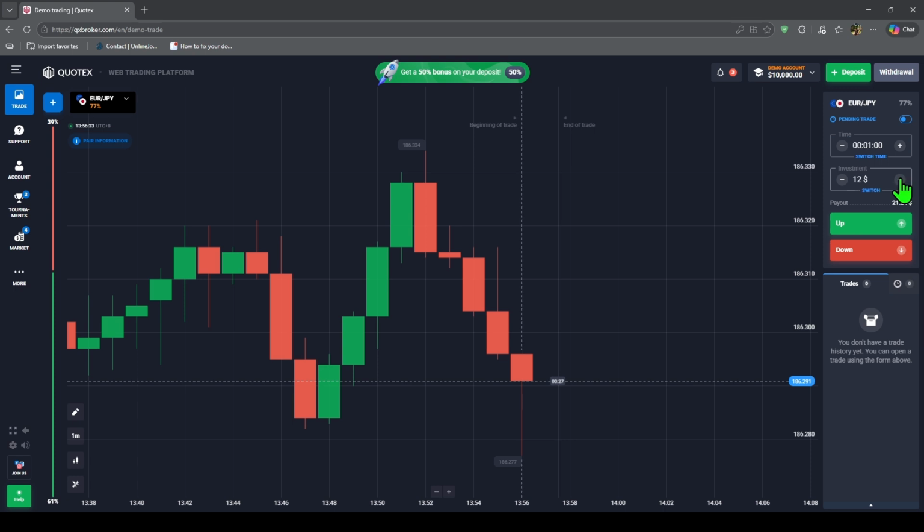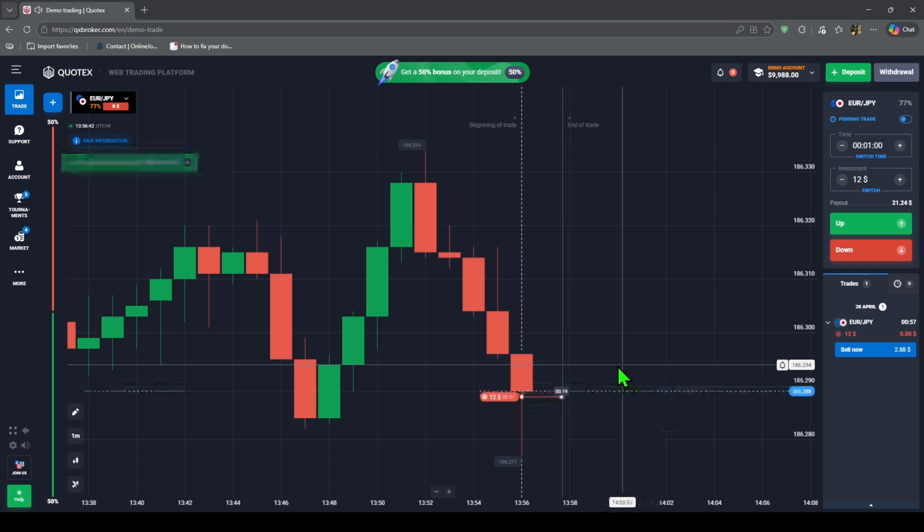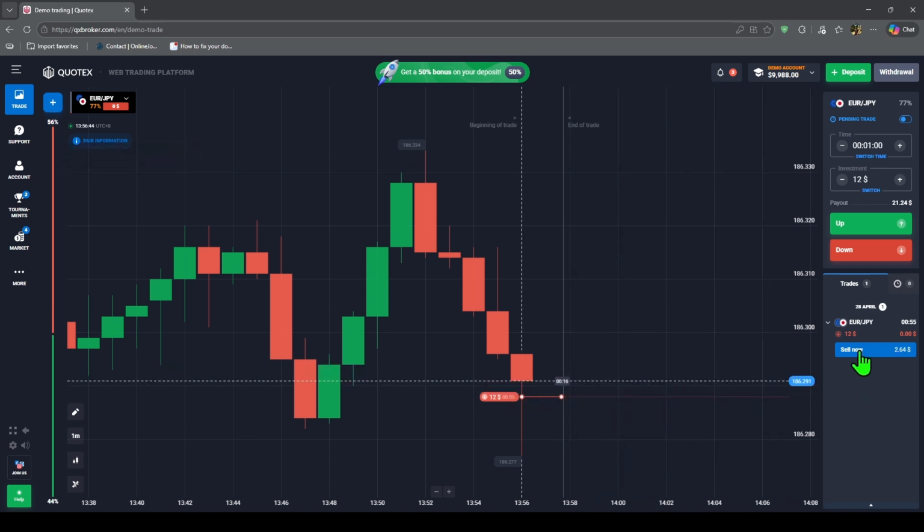To place a trade, choose an asset from the list, such as a currency pair, cryptocurrency, stock, or commodity. Then select the trade duration. This is the time your trade will stay open before the result is calculated.